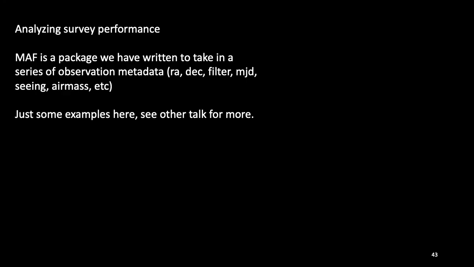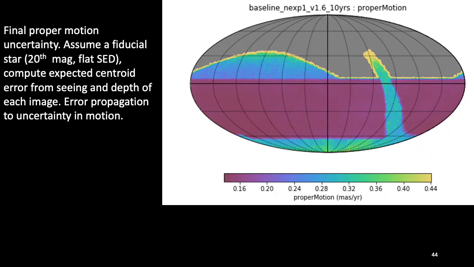Analyzing the survey performance. Obviously, if we generate 2.2 million observations, it's not trivial to say which pile of 2.2 million observations is better for your science. And so we have written the metrics analysis framework, MAF, to ingest all of this data and do some analyses. And again, we'll have another talk going into detail, but I'll just give some examples here.